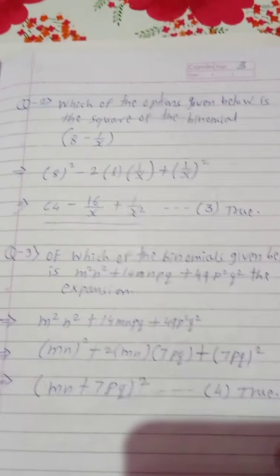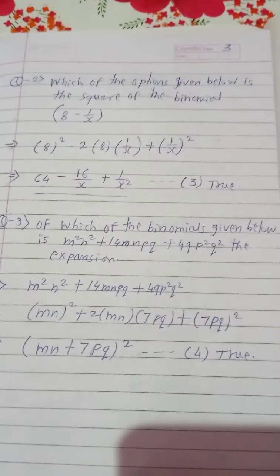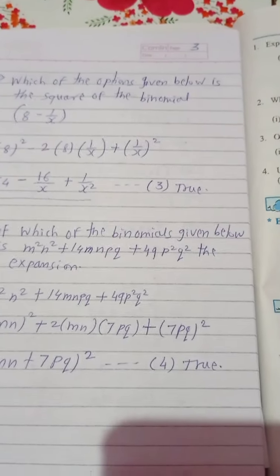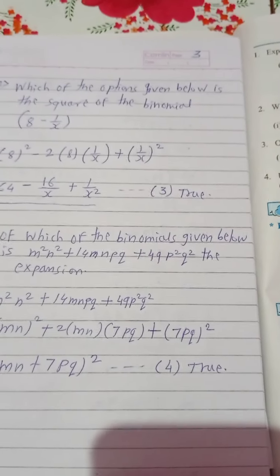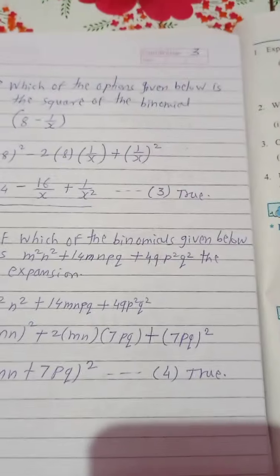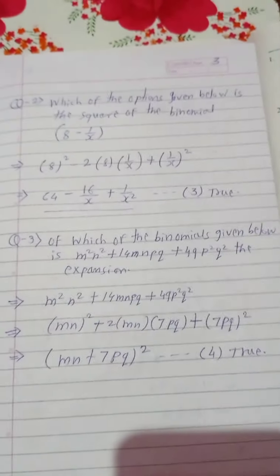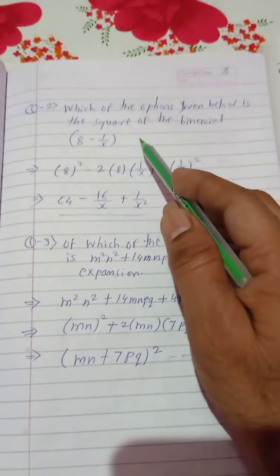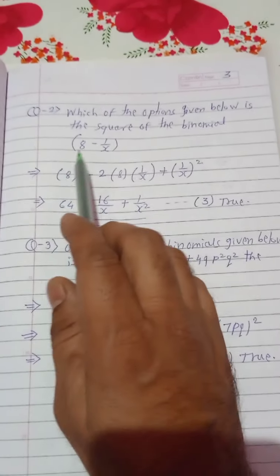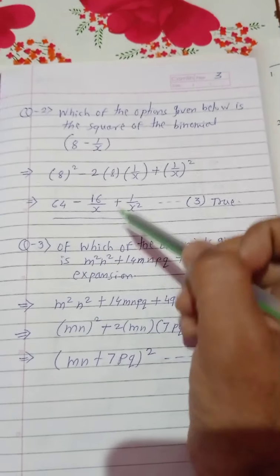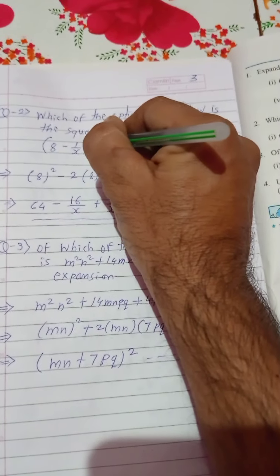In question number 2 they ask, which of the options given below is the square of the binomial 8 minus 1 upon x. Here some options are given. I have not written it in the notebook, and I will solve this directly. How can I solve this? You have to find its expansion: (8 minus 1 upon x) bracket square is what you want to find.